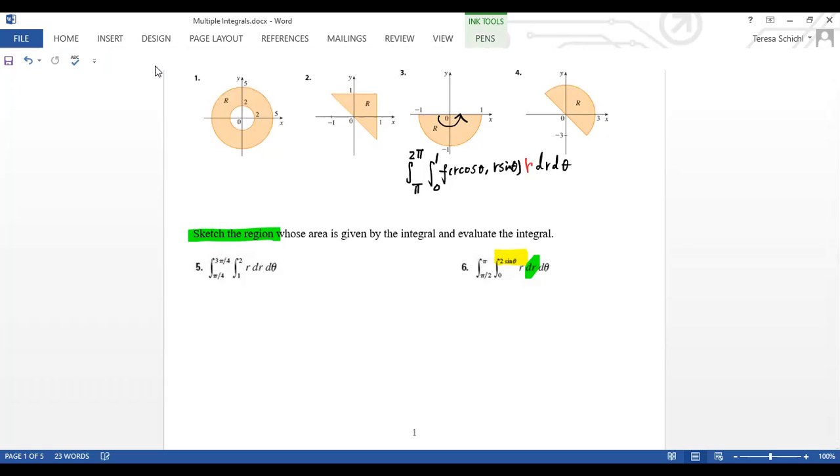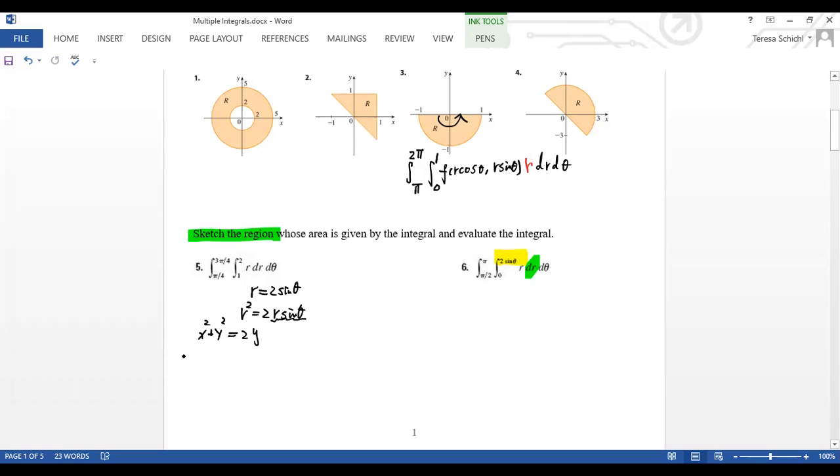Okay, so what is the 0 to 2 sine theta? So let's see here. R is equal to 2 sine theta, right? If I multiply R on both sides, I have R squared equal to 2R sine theta. So what is R squared? It is X squared plus Y squared. And R sine theta is Y, right? So this is equal to 2Y.